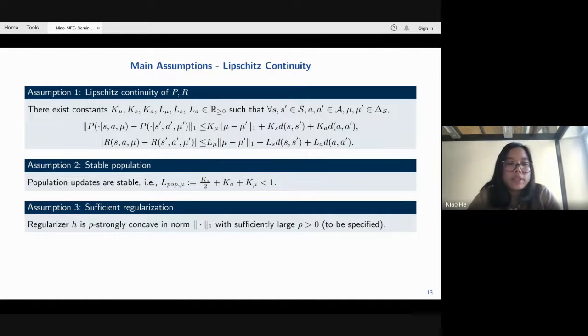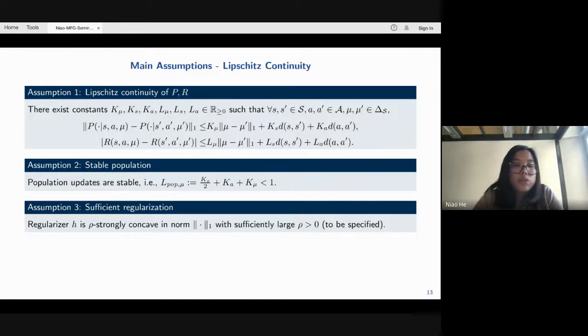The third assumption is the most critical one, which is that we assume there is sufficient regularization in the objective. Here we assume that the regularization H is rho strongly concave in terms of the L1 norm. And also we assume that this strong concavity parameter rho is sufficiently large, and I will specify later exactly how large this rho needs to be in order for the theory to work out.